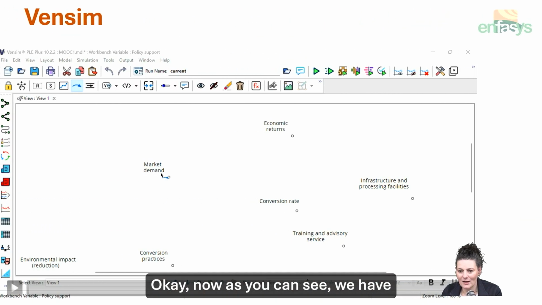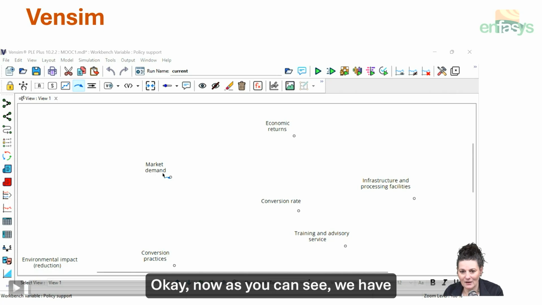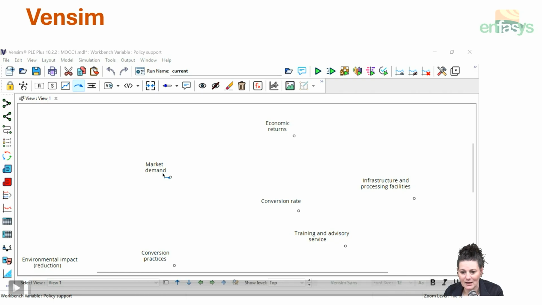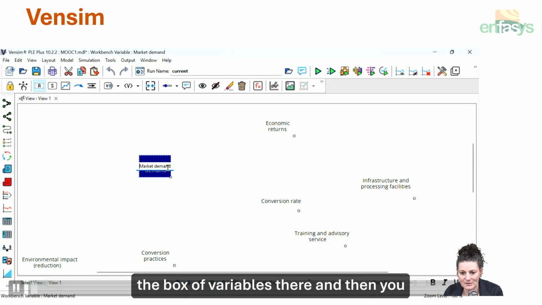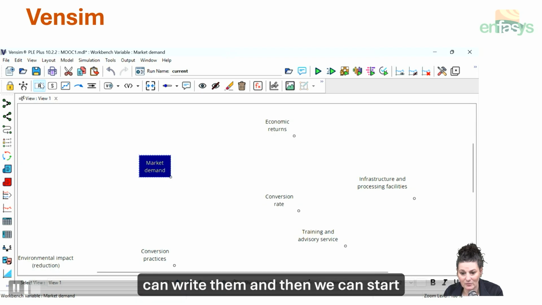Okay, now, as you can see, we have Vensim open on the screen, and this is our program of choice for building the causal loop diagrams. I have preset all the variables, which you can build by clicking on the box of variables there, and then you can write them.